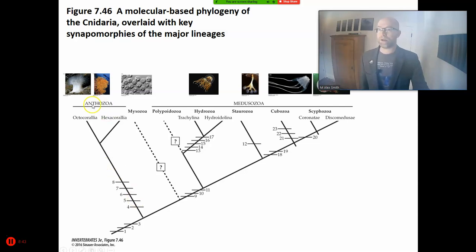So this group here, we've talked about the anthozoans over there on the left. The uncertain placement, of course, represented by the dashed line for the myxozoa, this parasitic group, and then the medusozoans. So a group containing hydrozoans, cubozoans, and scyphozoans. So we're going to dive into scyphozoans, cubozoans, and hydrozoans and myxozoans today.